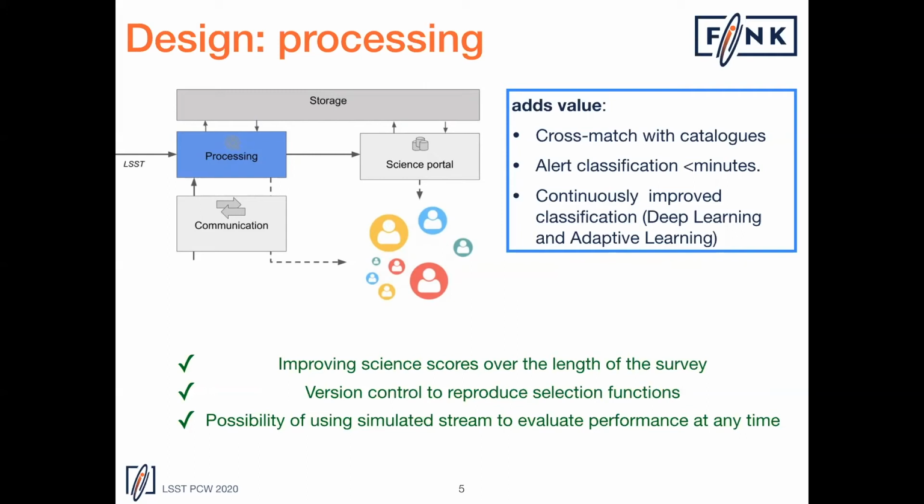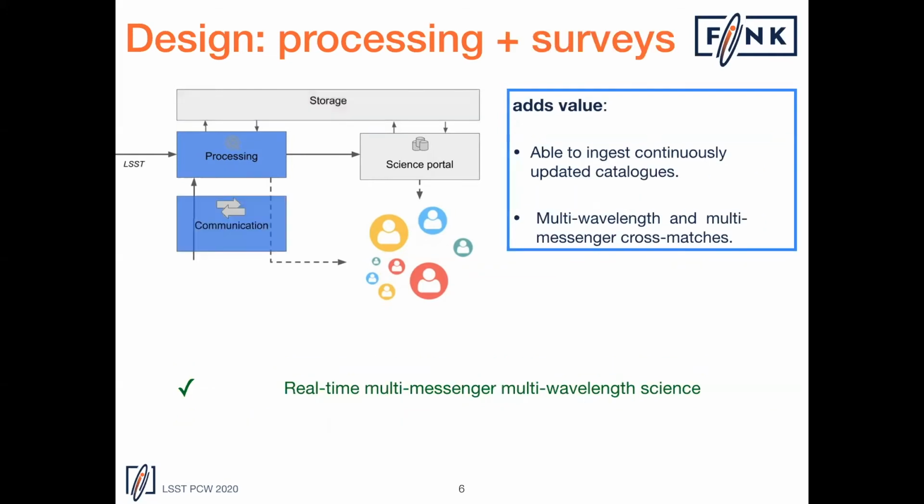Now, Fink has two modules for communication. The first one is communication with surveys and follow-up facilities. For example, for adding value, we are able to ingest continuously updated catalogs if you have a new label or a new detection of something. This is very important, especially if you want multi-messenger and multi-wavelength cross-matches that we can emit, like VOEvents, to enable this real-time science.